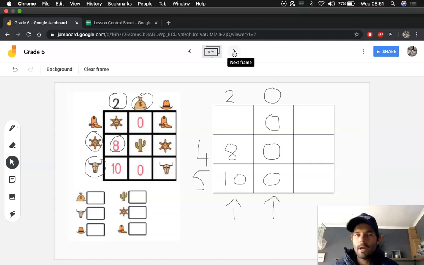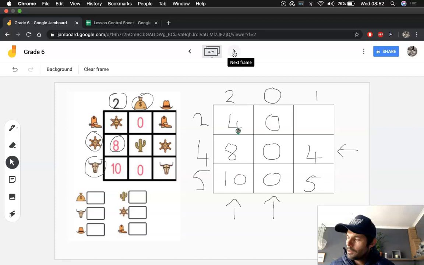Now we're going to do, via a little bit of trial and error perhaps, what other values we've got. Let me fill in the sheriff's badge and the bull's skull. Now I must realize that the cowboy hat should be equal to 1, because the sheriff's badge times the cowboy hat gives me 4 over here, and we know that the sheriff's badge is 4 already, so that must be 1. All that's left for me to work out is the cowboy boots, and that's going to be 2, because 2 times 2 is 4, and 2 times 1 is 2.